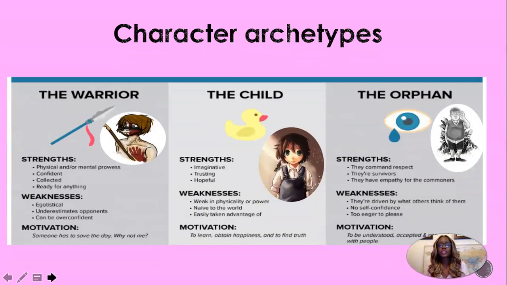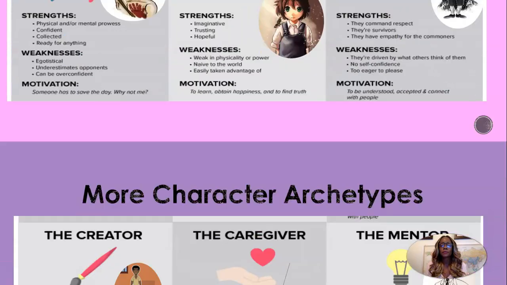Some additional archetypes in literature, we have the warrior, right? And when I think of the warrior, I think of Jack from Lord of the Flies. We have the childlike, and this is someone who's trusting, right? And that might be Scout from To Kill a Mockingbird. And then we have the orphan. And when I think of the orphan and some of the strengths and weaknesses, I think of Piggy from Lord of the Flies. So those are just some examples of archetypes. You might want to hit pause or rewind to get a little bit more detailed information.